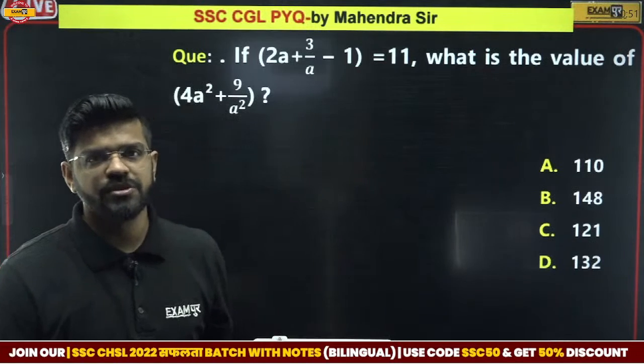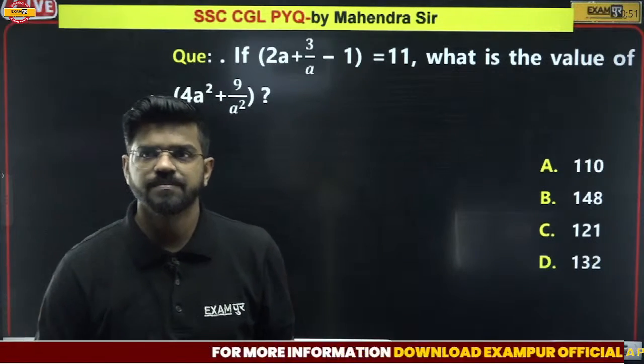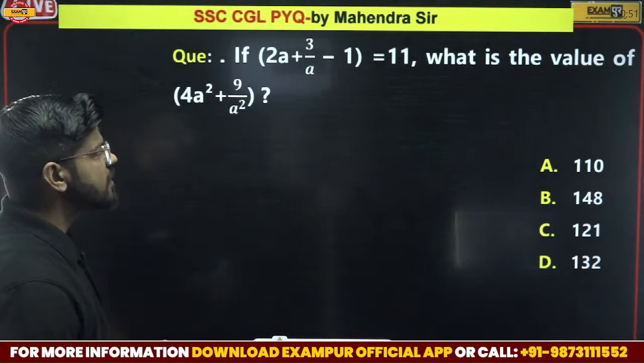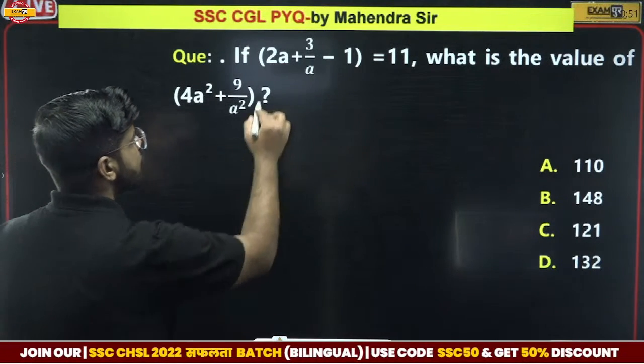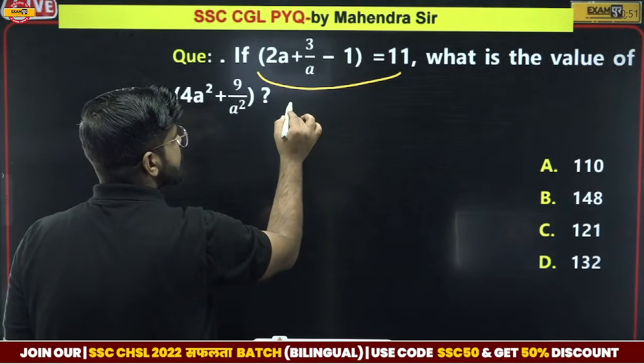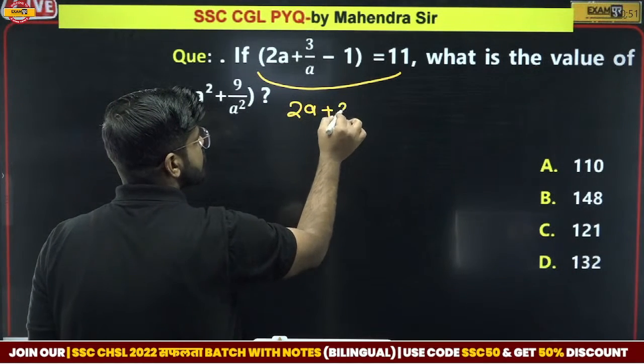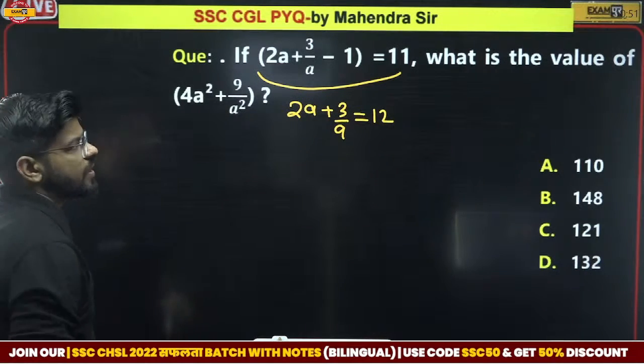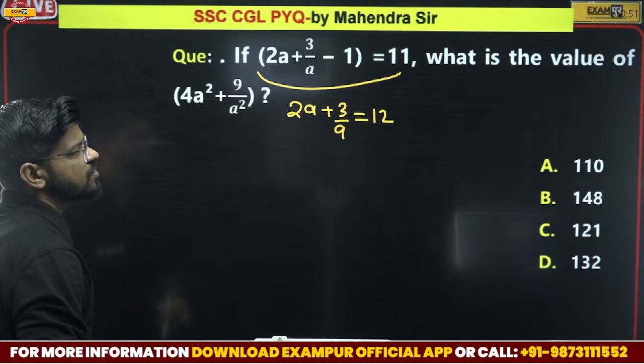Tell me the answer for this question. If 2a plus 3 by a, how can we write this? 2a plus 3 by a is equal to 12.